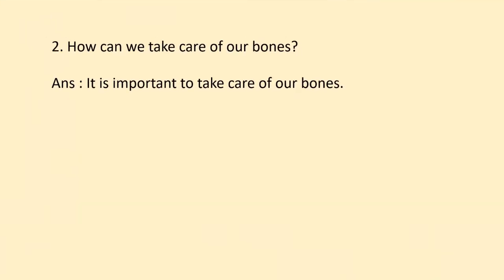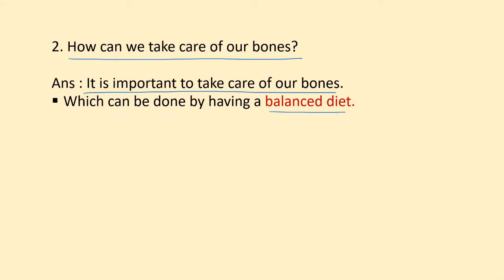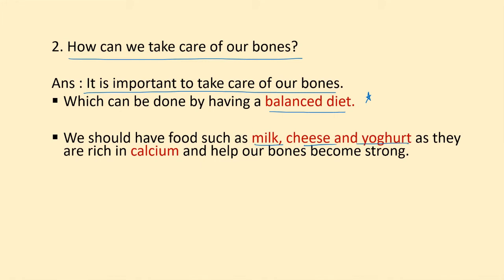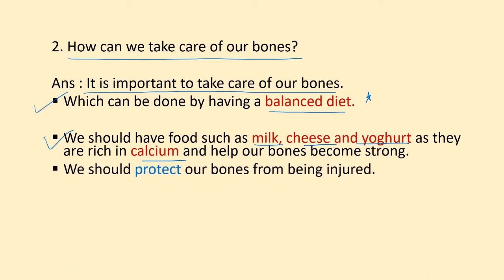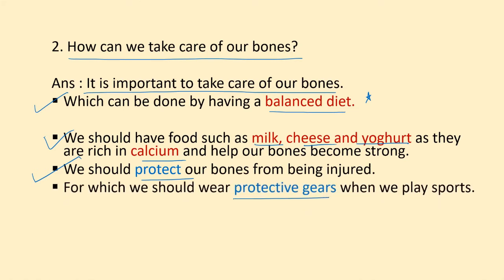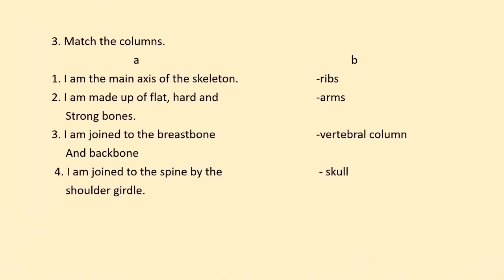How can we take care of our bones? It is important to take care of our bones, which is done by having a balanced diet. We should have foods such as milk, cheese and yogurt, as they are rich in calcium and help our bones become strong. We should protect our bones from being injured, for which we should wear protective gears when we play sports. A helmet protects our skull, while knee guards and elbow guards protect the bones of the legs and arms respectively. Let's match the columns.